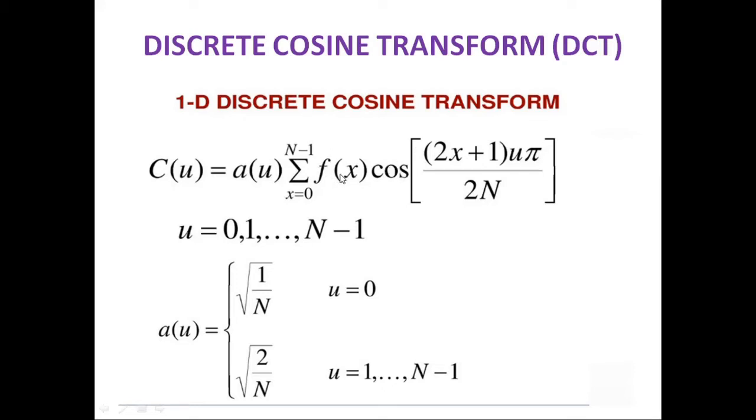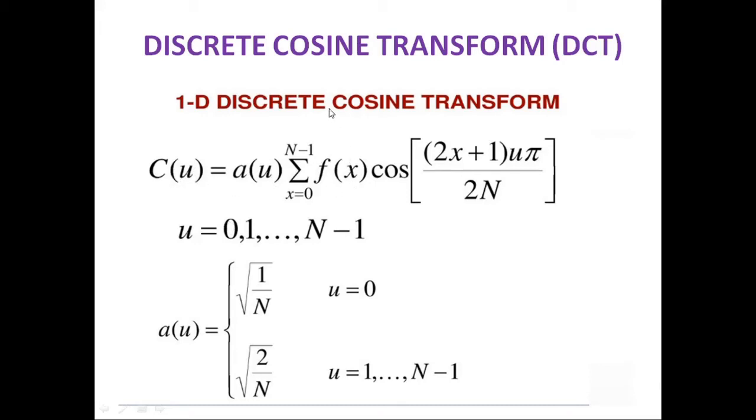So the signal is multiplied by cosine and we are doing the summation for all the points from x equal to 0 to N minus 1, and this is multiplied by alpha of u, where alpha of u is the normalization factor given by the formula root of 1 by N for u equal to 0, and root of 2 by N for u equal to 1 to N minus 1. Here u varies from 0 to N minus 1, and these are the coefficients. For u equal to 0, C of 0 is the DCT coefficient. Similarly, for u equal to 1, C of 1 is a DCT coefficient.